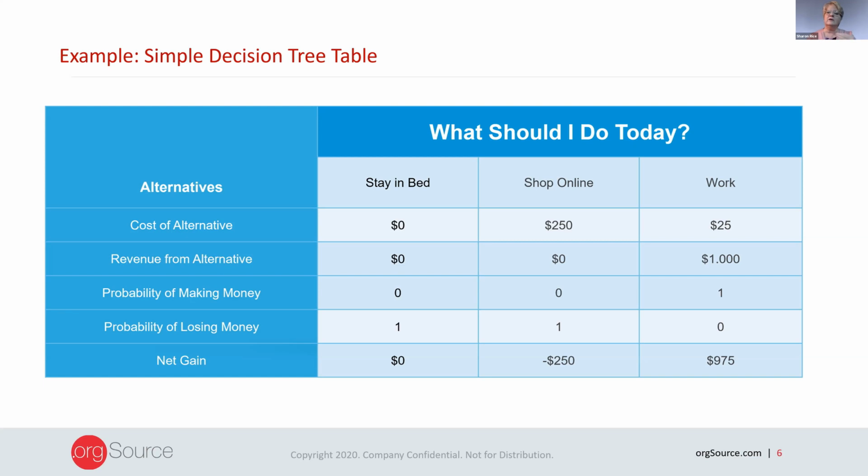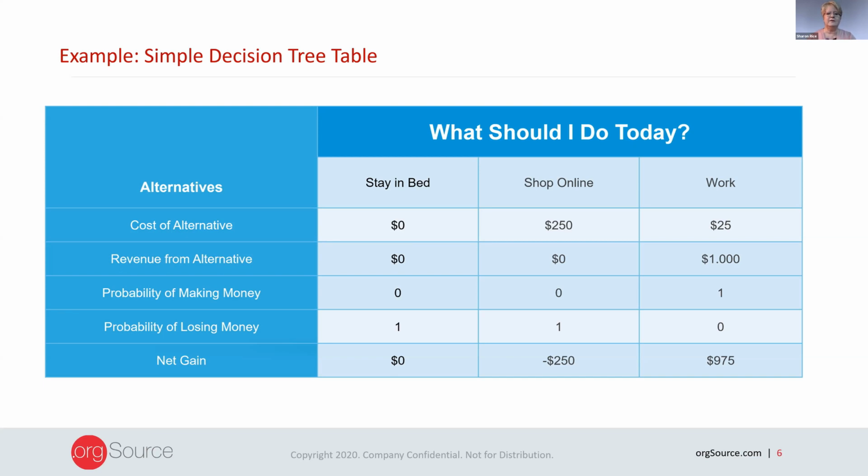So now we're going to look at the revenue that we get from these alternatives. The revenue from staying in bed is 0. I don't make any money. It doesn't cost me anything, but I don't make any money. Revenue related to shopping online is also 0. I'm not making money while I'm shopping online. But if I go to work, let's say I make roughly $1,000. That should be $1,000, not $1.